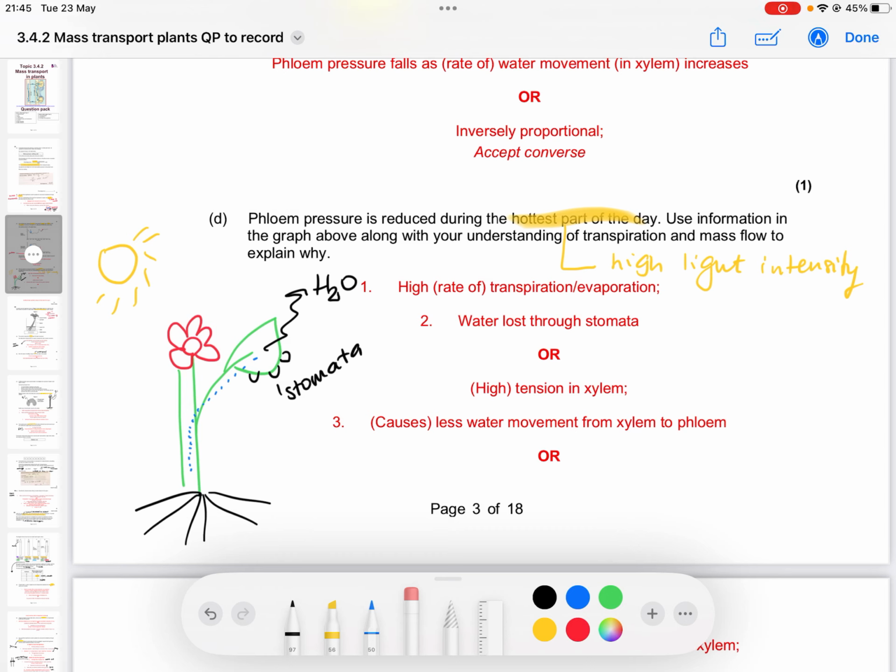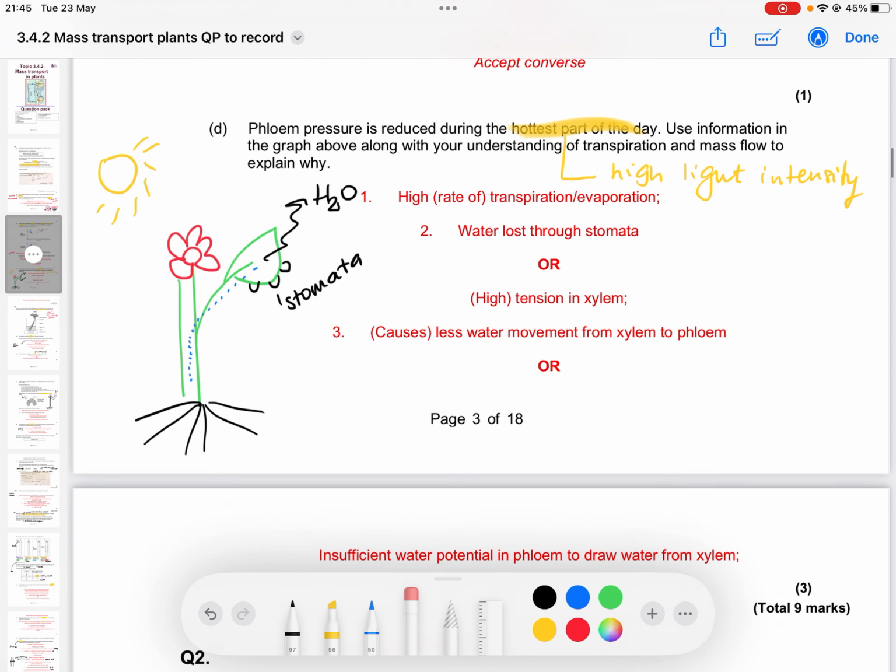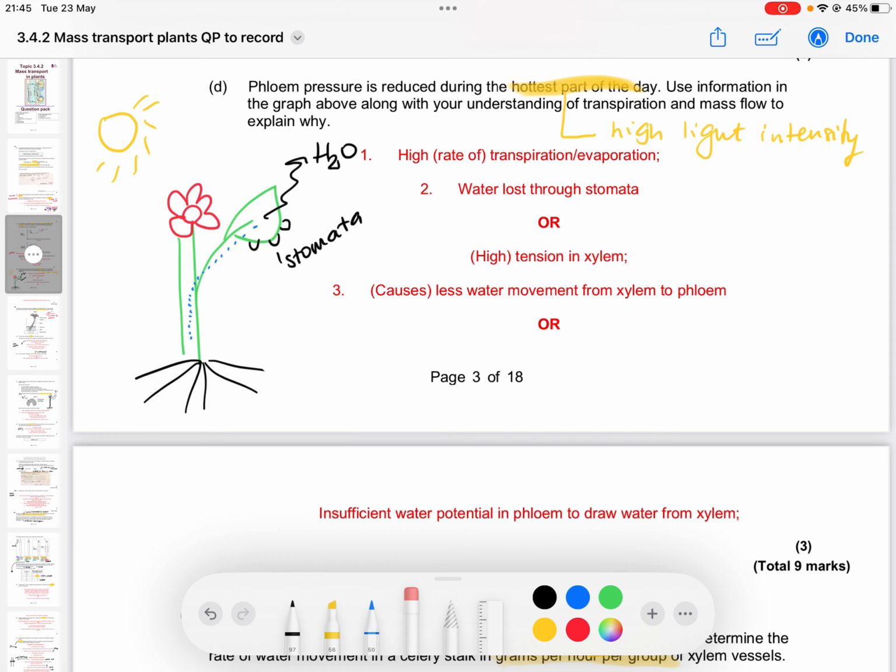What does that cause then? That causes the intake of the water through the roots, and water coming in increases the pressure, which we call the tension. So higher tension is our second marking point, or the water is lost through the stomata. Any of those will be fine, and that causes less water movement from xylem to phloem, because we need to deliver the water back to the parts that were lost so photosynthesis can continue.